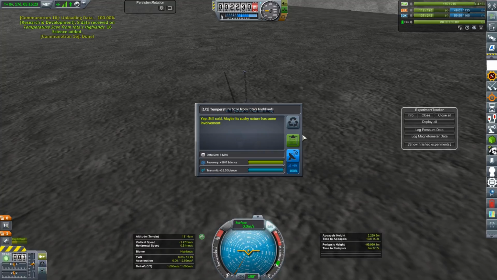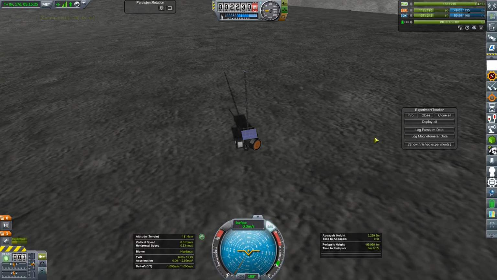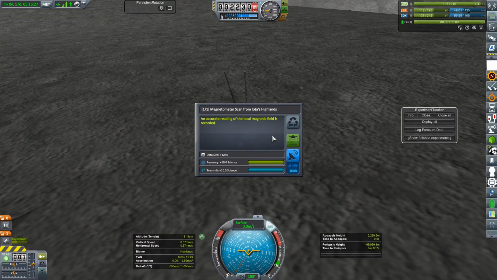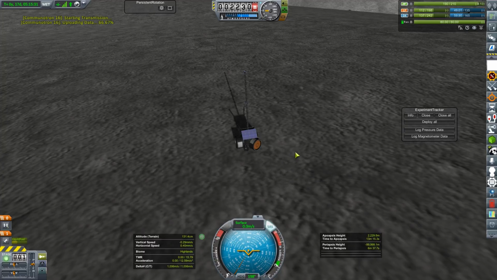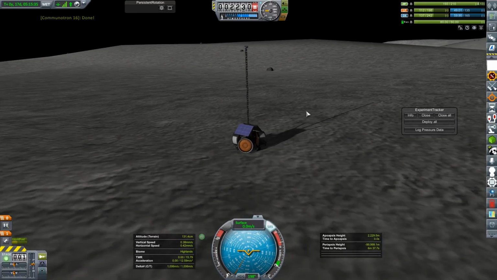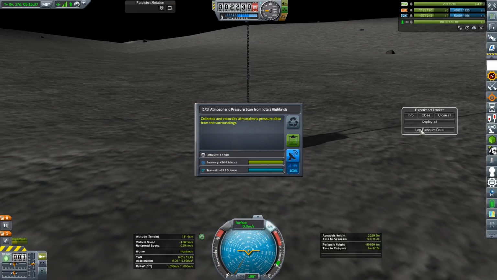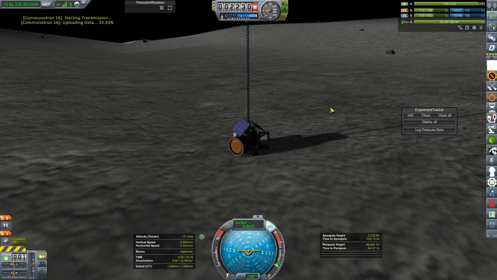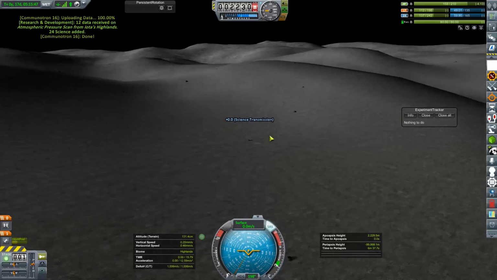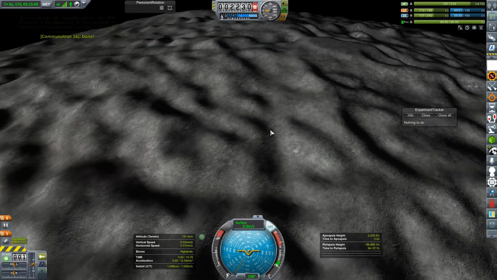Temperature. I just sent that one, didn't I? Let me reset that. Magnetometer, 10 science. Ooh, pressure. 24 science. That's a good amount. So now, to find something that isn't the highlands.